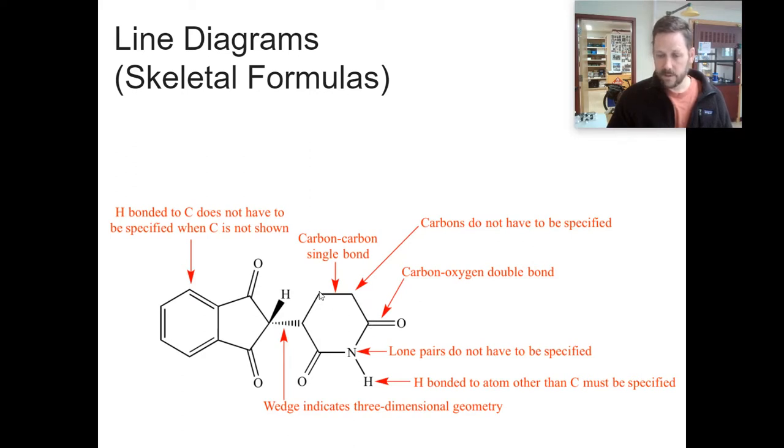There's a single bond between carbon atoms. If a carbon atom is bonded to something other than carbon, we need to specify that element. So here's a double bond to oxygen. It's also helpful to know that lone pairs will often be omitted from these line diagrams. And if hydrogen is bonded to something other than carbon, then we need to specify those bonds to hydrogen. Sometimes you'll see these dash and wedge conventions, which are used to show three-dimensional geometry.